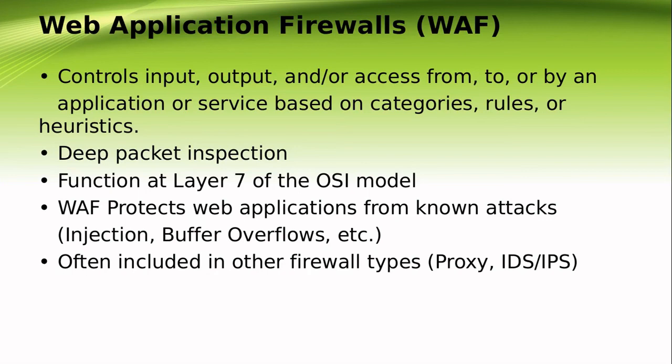So why do we need this? It controls input and output, or access to or by an application or service, based on categories, rules, or heuristics. Deep packet inspection functions at layer 7 of the OSI model. WAF protects web applications from known attacks such as injections and buffer overflow. It is often included in other firewall types, proxy, IPS, and IDS.